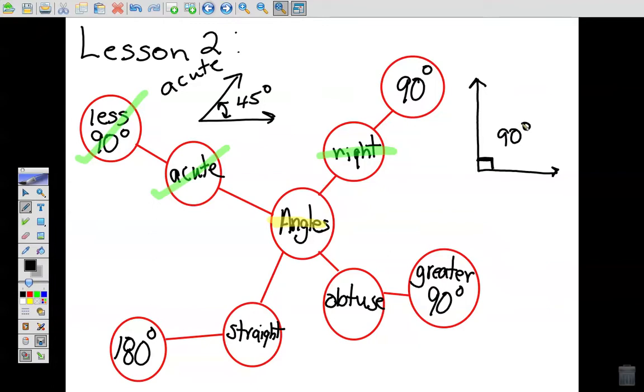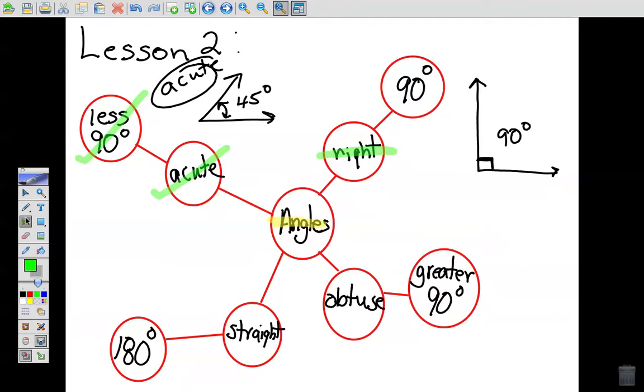So notice we have that perfect L. You know, back to elementary, remember when some of you would make those perfect letters? Too bad you can't do that anymore. Well, you know, I can't either. But that perfect L shape is a right angle. Notice an acute angle, though, is these 2 lines are less than that perfect L shape.